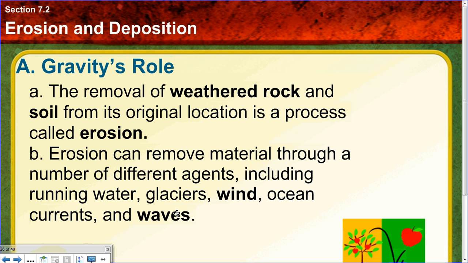So there's lots of different agents of erosion, and we're going to talk about all of these. The running water, glaciers, wind, ocean currents, and waves. So you don't have to worry about writing in your notes just yet, because we're going to go through each one of these individually.